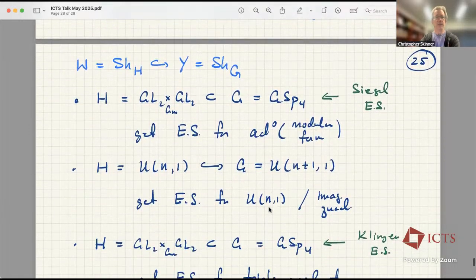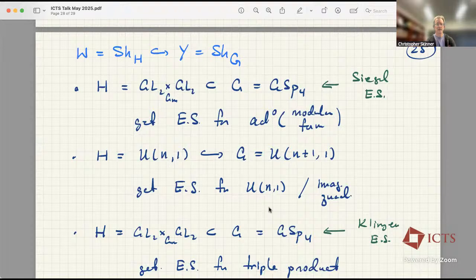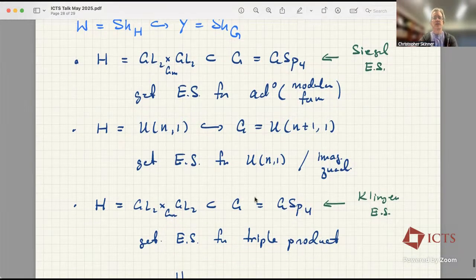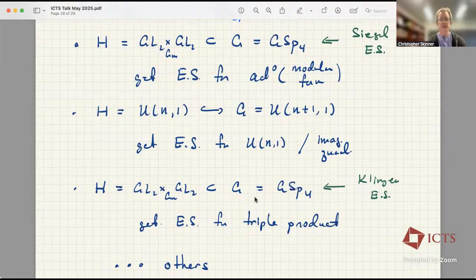That's new. If you take W to be the Shimura variety for H and Y to be the Shimura variety for group G, and you take G to be GSp4, so you get the Siegel threefold, and H to be GL2 cross GL2, so you get a product of two modular curves, then you take an Eisenstein series, a Siegel-Eisenstein series on the Siegel threefold, and you can get an Euler system for the adjoint of a modular form. If you take G to be a unitary group and H to be a subunitary group, you can get an Euler system for unitary groups, very generally, or at least over imaginary quadratic fields.